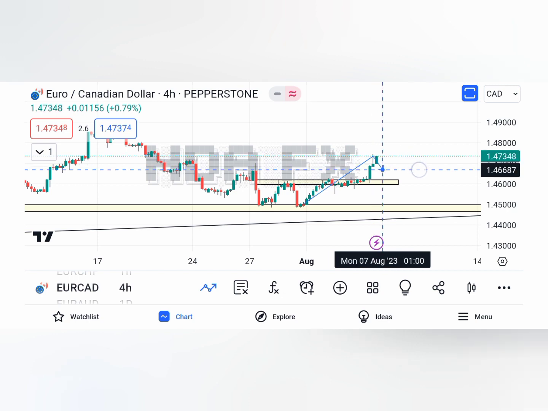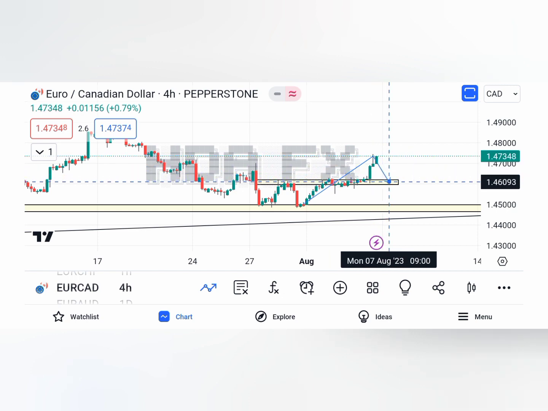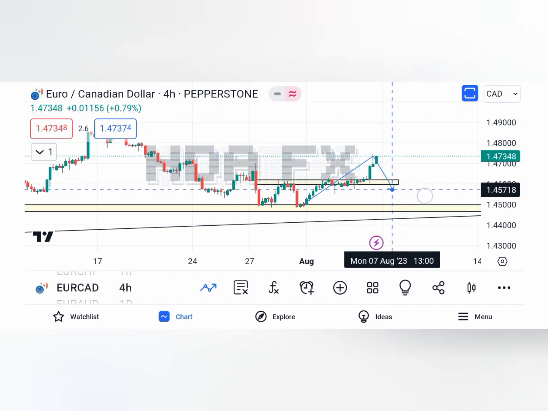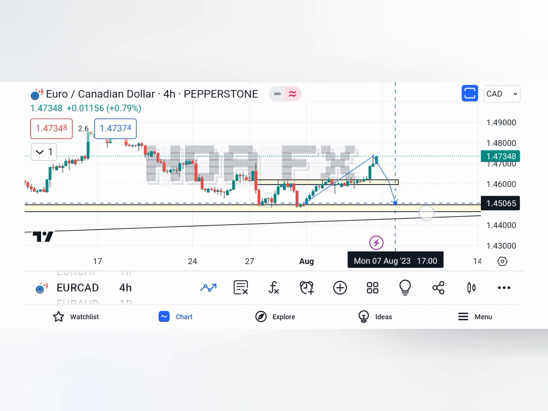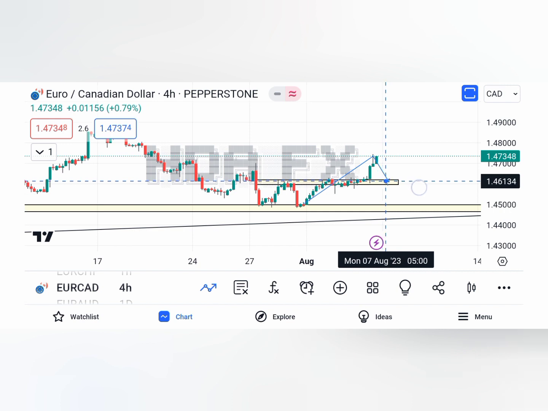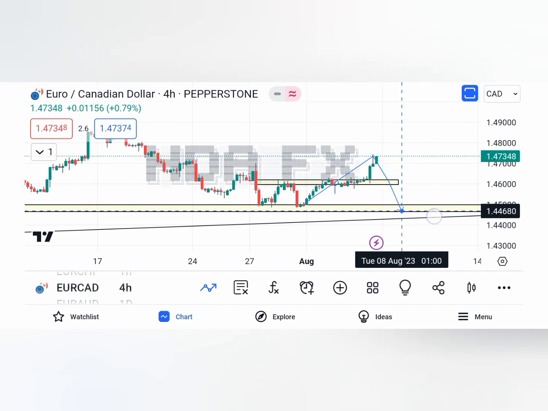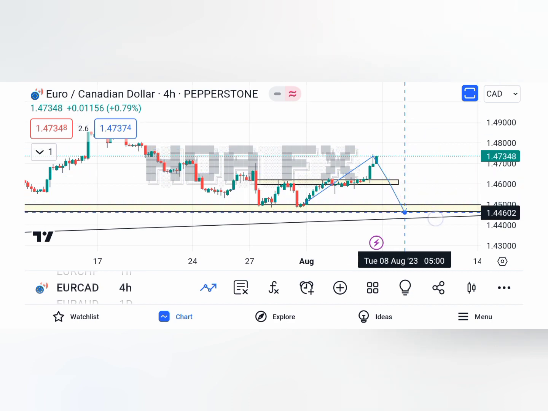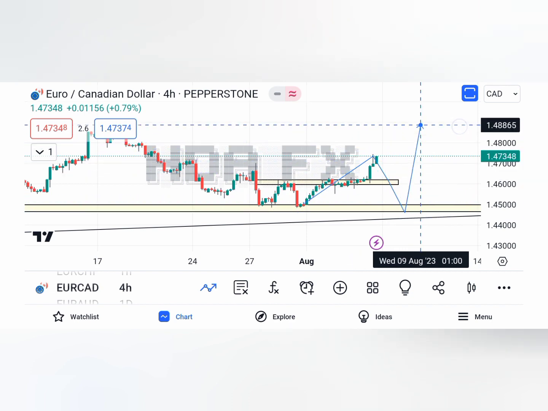I want to see price come down to retest this zone here, the neckline. I want to see price retest the neckline, then place my buy trades. Or it's likely that price can come down to this very point here, this zone of confluence here, before I place my buy trade. So price comes here first, then I buy, or price will come here, then I buy. So two things. So this is my analysis on EuroCard.